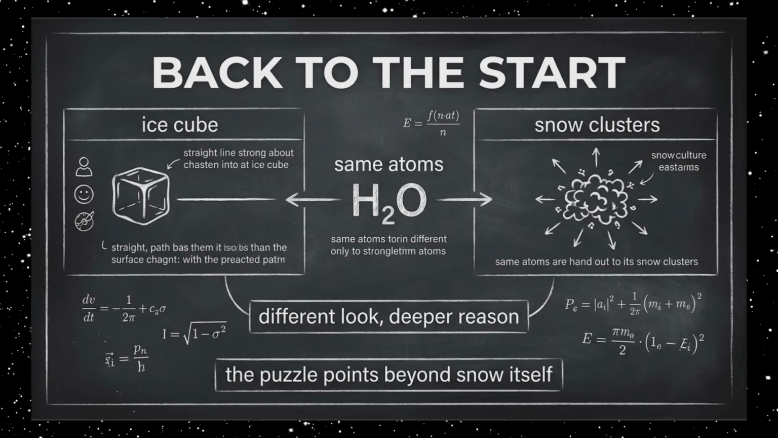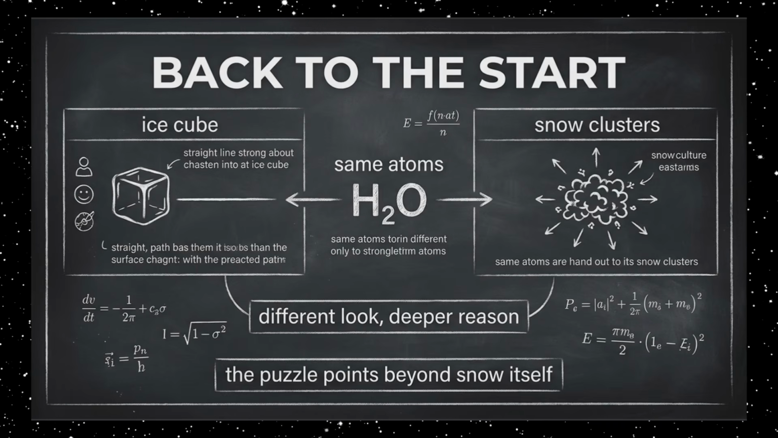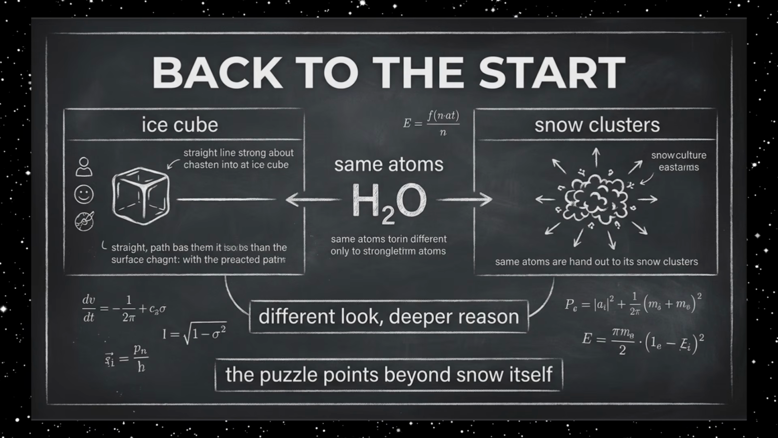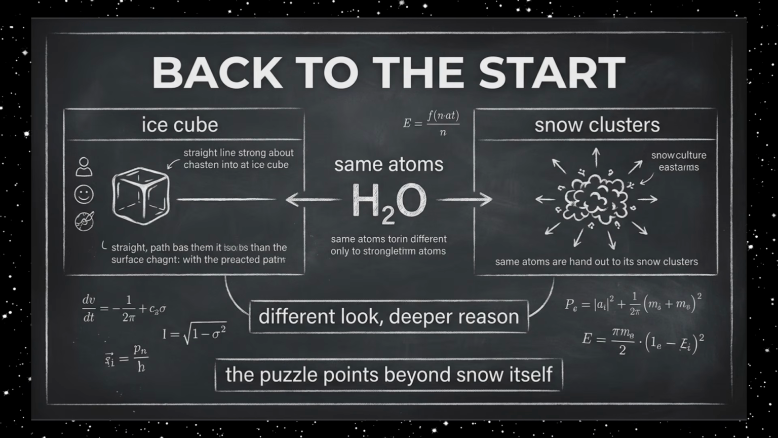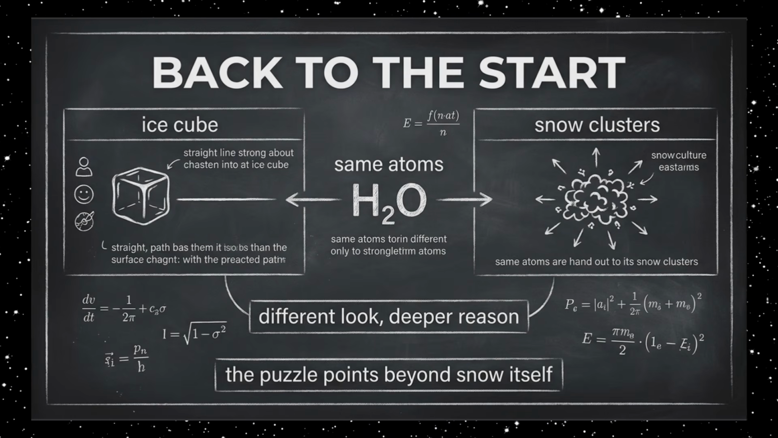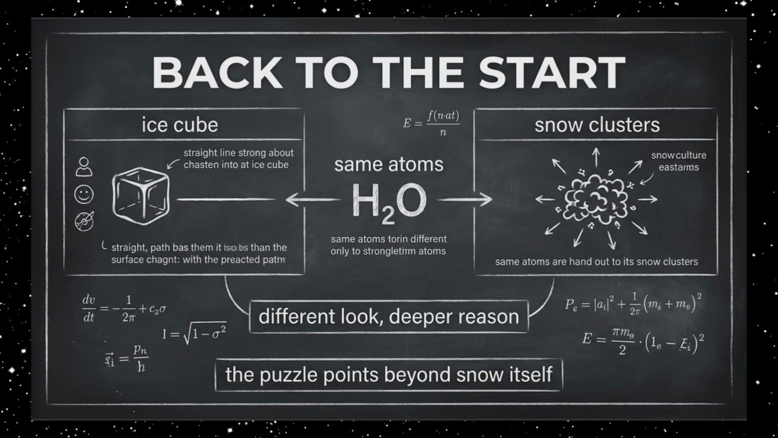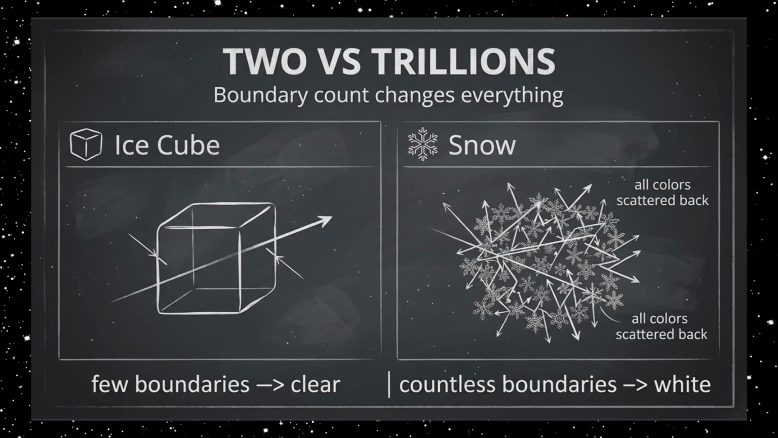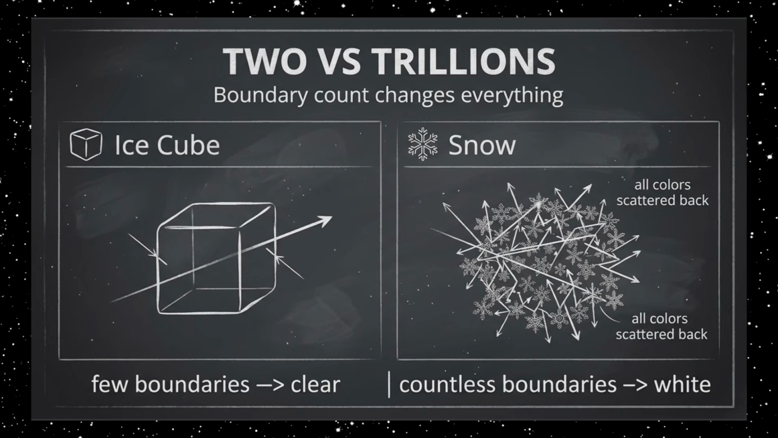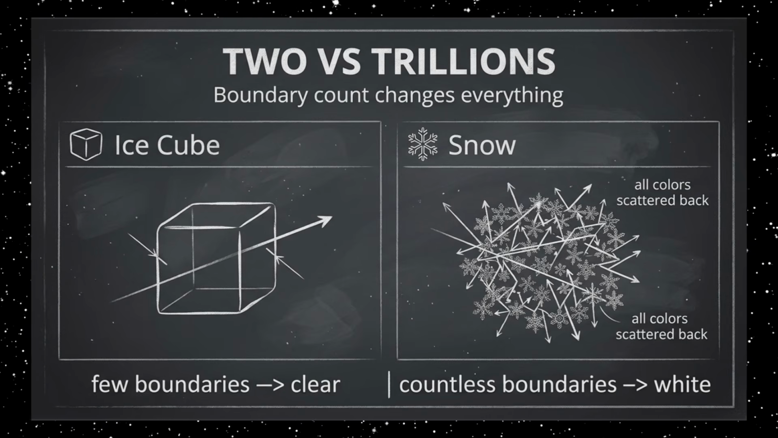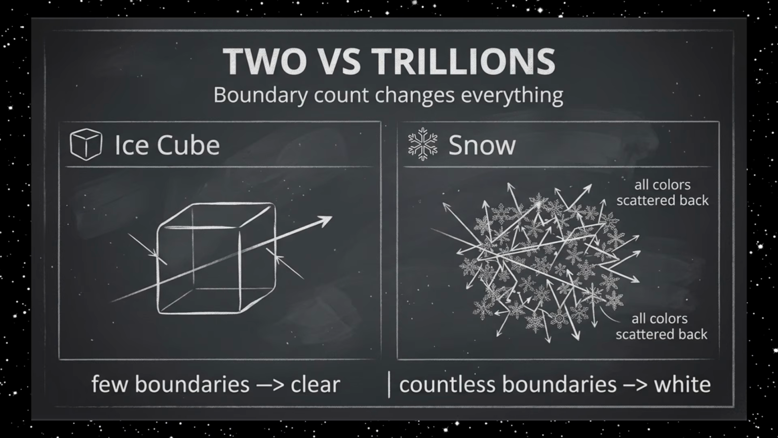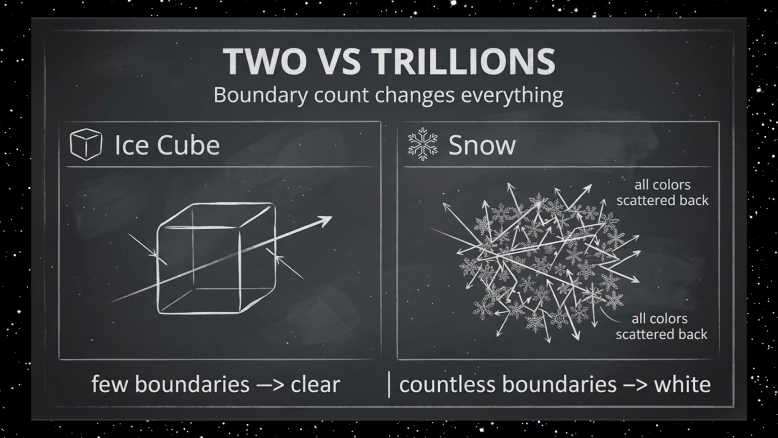Now let me bring you back to where we started, because I want to tie this off properly. You picked up an ice cube. You picked up a handful of snow. They are the same atoms. They look completely different. We have spent some time figuring out why, and the answer turns out to be deeper than just snow. The answer is that in the ice cube, light has only two boundaries to deal with, and so it sails through. In the snow, light has trillions of boundaries to deal with, and so it gets scattered back at you, in all directions and all colors equally, and you see white.